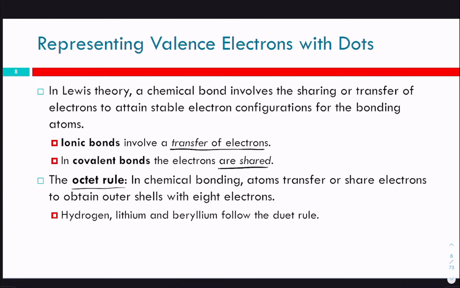Hydrogen, lithium, and beryllium are exceptions. They only follow the duet rule. And boron and aluminum, I guess it would be the hex set. Boron and aluminum will form compounds that only have 6 valence electrons. So those are the only exceptions that we're going to have.